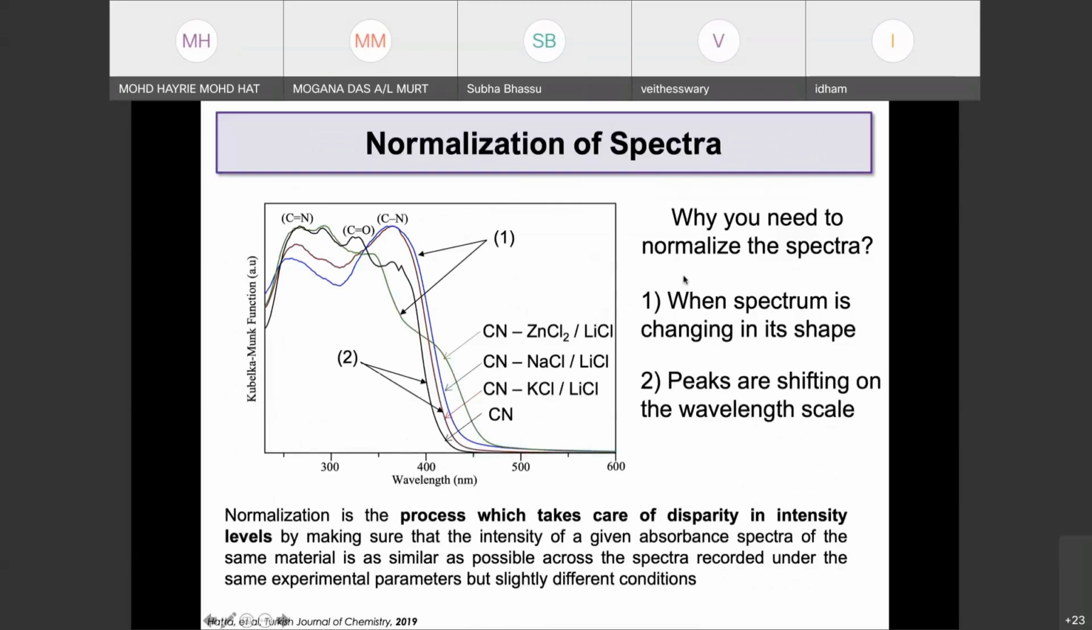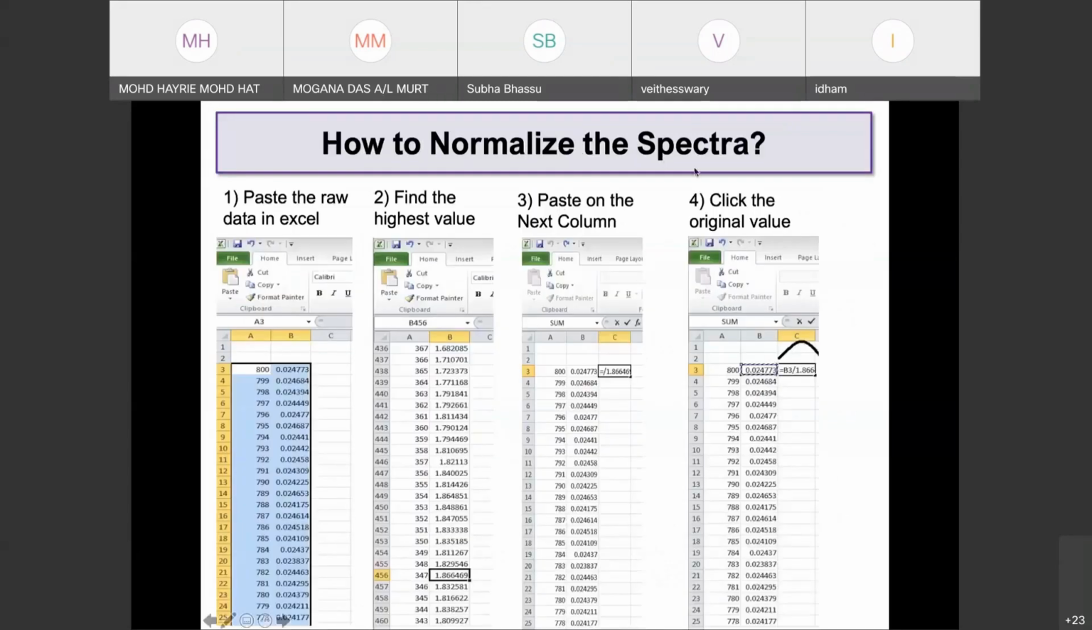Why do you need to normalize the spectra? Basically because the spectrum can change in its shape, for example a blue shift or a red shift. A blue shift is a shift to the lower wavelength region, and a red shift is a shift to the longer wavelength. And then there is peak shifting on the wavelength scale.